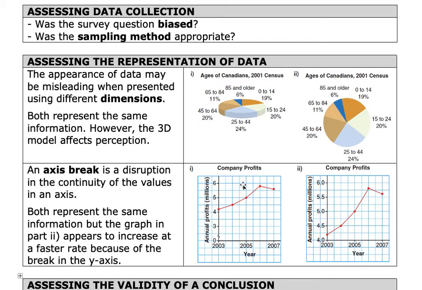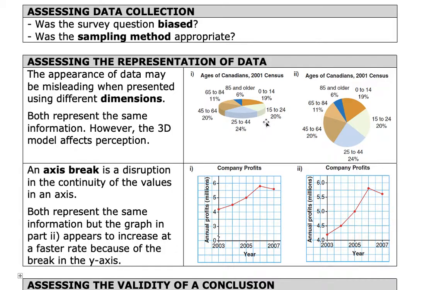The next component to look at is the way in which the data is being presented. Think about the incentives of the researcher. If there is a benefit to presenting their findings in a certain way, it's most likely that they will try to represent the data in that format. So let's take a look at these two types of graphs and see how they can be manipulated in order to exaggerate certain characteristics. The appearance of data may be misleading when presented using different dimensions.